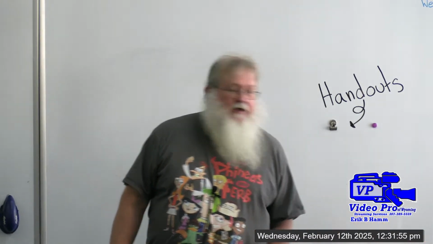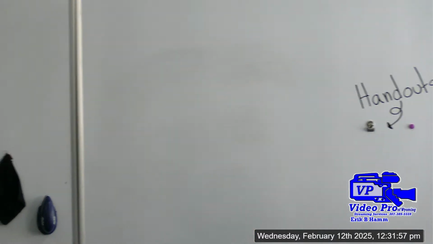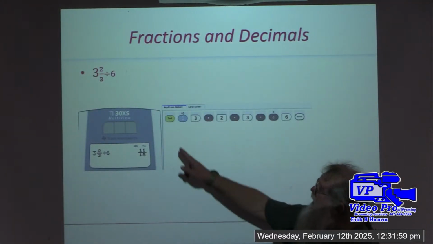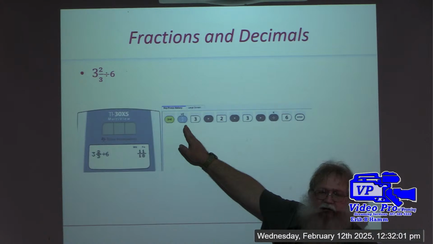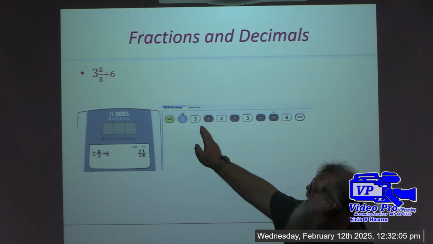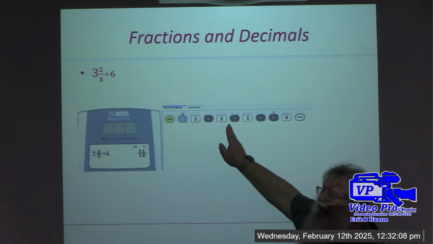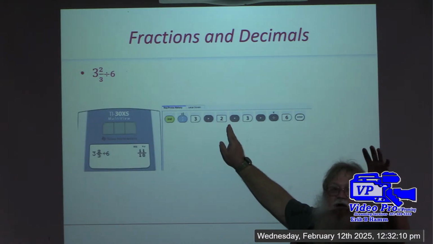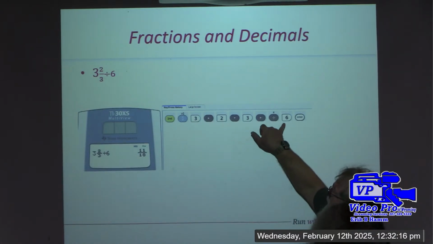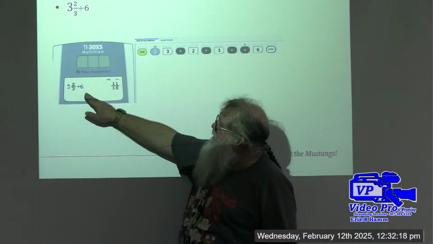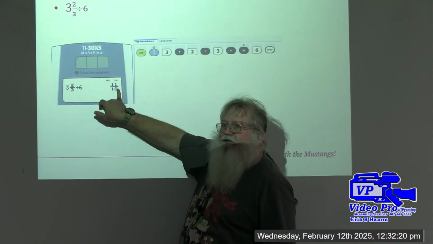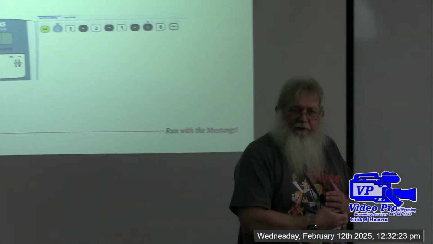First thing is, I got to go to the mixed number. So I hit second and then the mixed number button. So find second and the mixed number. And then I entered in the 3, and then I had to toggle around because that mixed number gives you a spot for the whole, a spot for the numerator, and a spot for the denominator. And then I divided by 6. So see if you can get 3 2/3 divided by 6 to be 11/18 on your calculator.